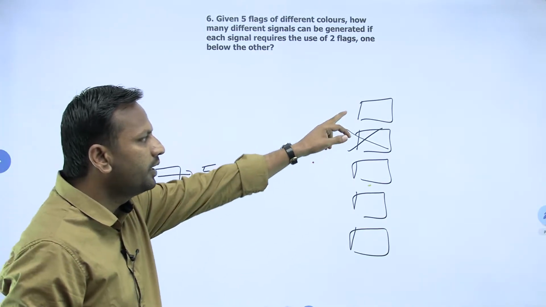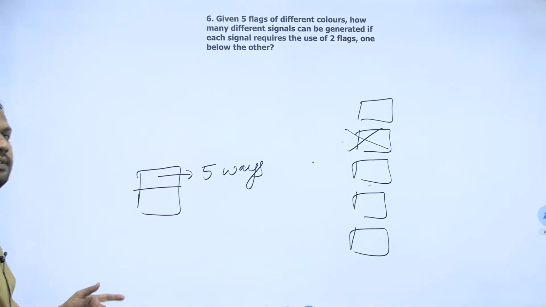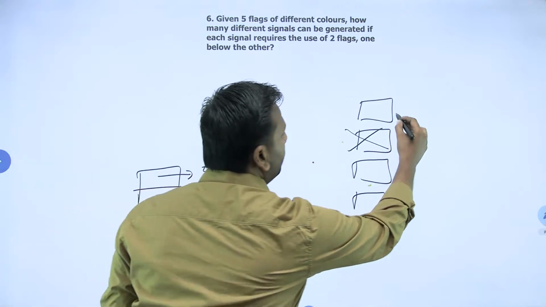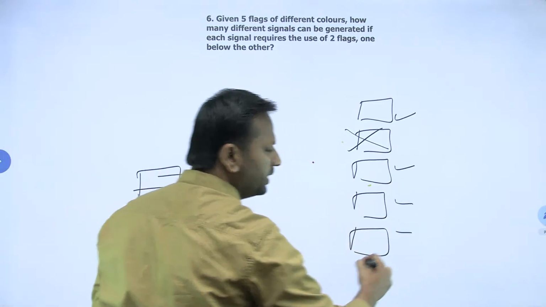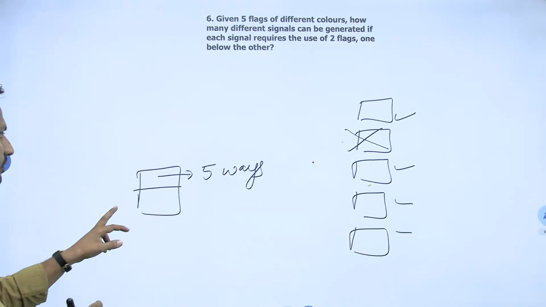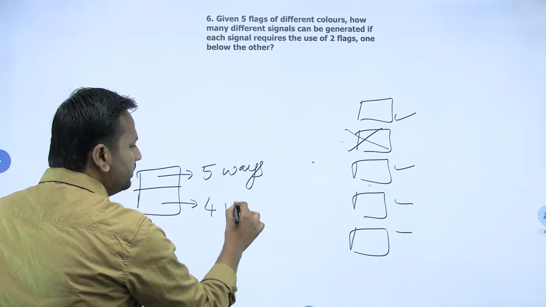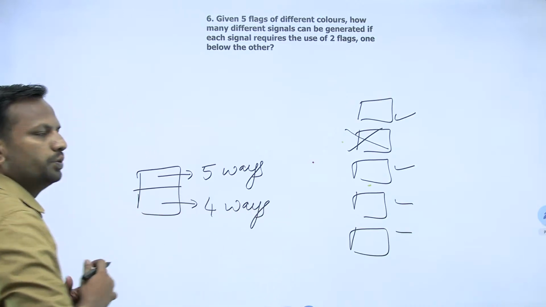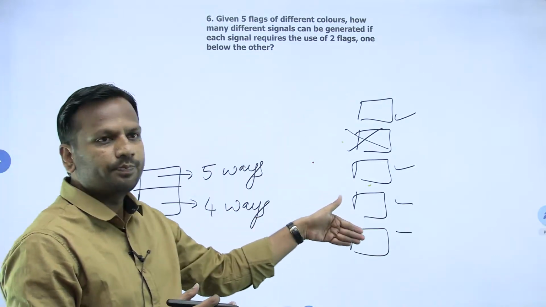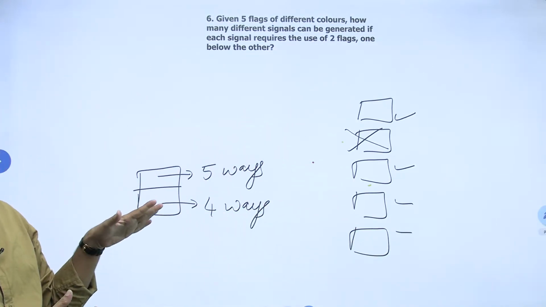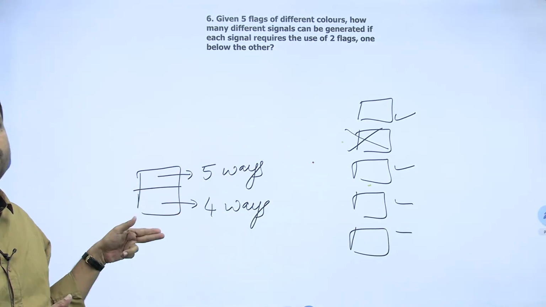So still how many flags are left out to generate the signal, students? Still how many are left out? 1, 2, 3, 4. Still 4 flags are left out to generate the signal now. So I have the liberty to choose any one of the flags to generate the signals. Then I have to use only 2 flags there.